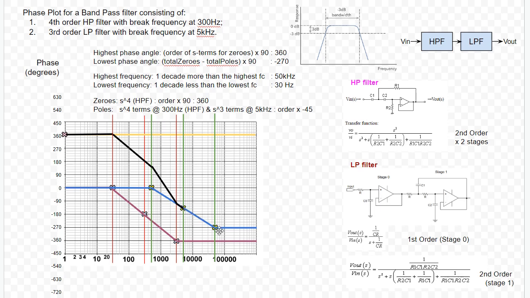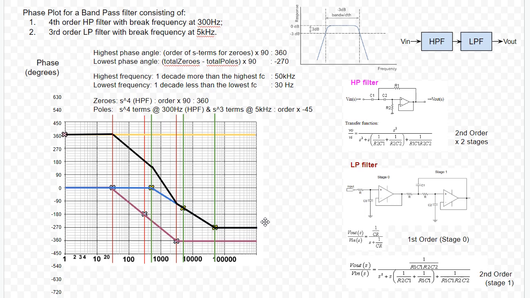And then from here to here, the only component left is just the poles. This is the 5 kilohertz pole. So it's just the s to the power 3 term. So actually this line just continues down all the way to here, to negative 270. All right, and then again it tapers off until it reaches negative 270. It tends to negative 270 until infinity.